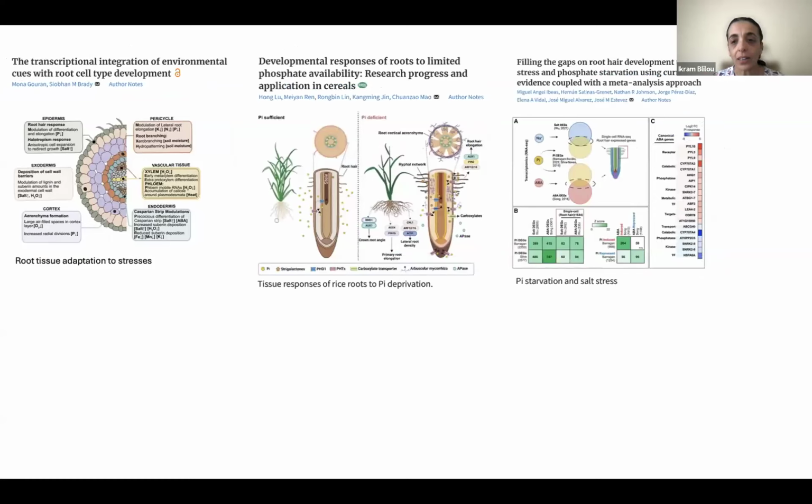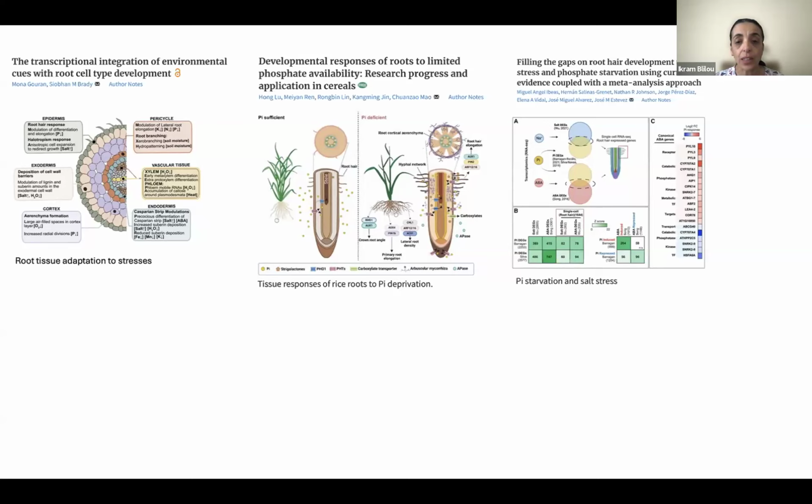But then there are other very nice articles where they show how plants are interacting with the environment and how specific tissues are responding to adapt to stress conditions. And in a nice review from Goran and Brady, they show very nicely how different tissue types are responsive and how they respond. For example, epidermis: does it respond with hair elongation, gravitropism, deposition of cell wall barrier, etc.?